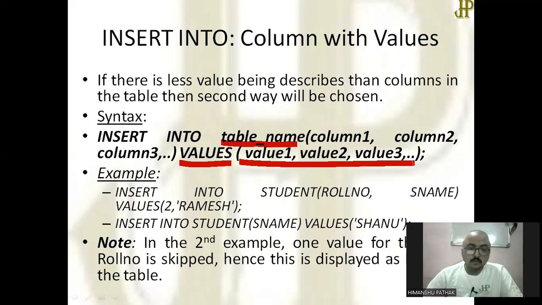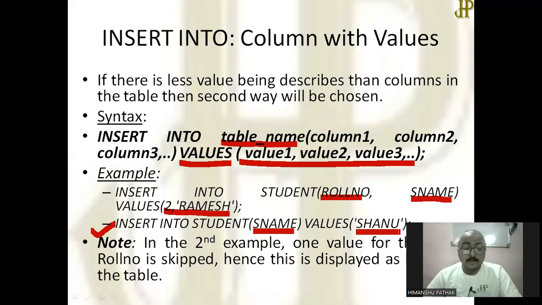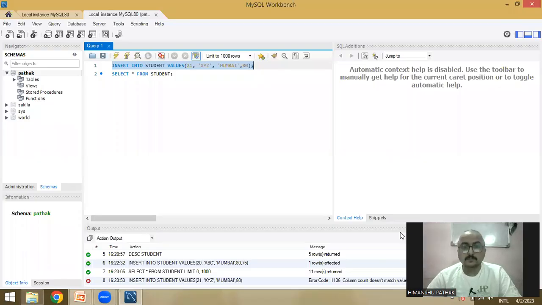Okay. So here I have chosen two columns, roll number and student name, and supplied two values. But in the second statement, we supply only one column and then one value. And I already told you why it is necessary. Sometimes there is no need to insert a particular value against a particular instance.